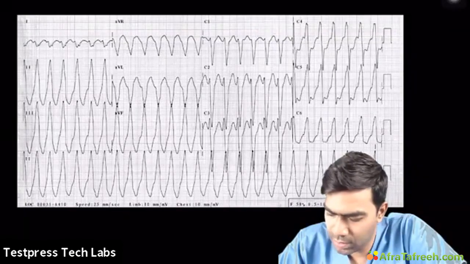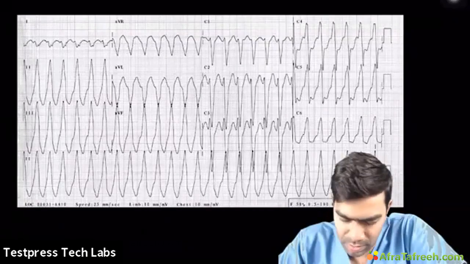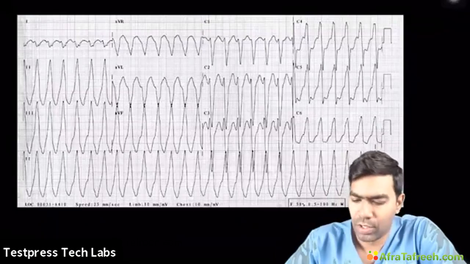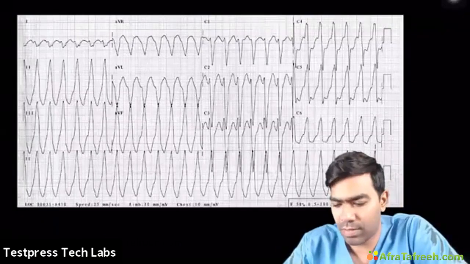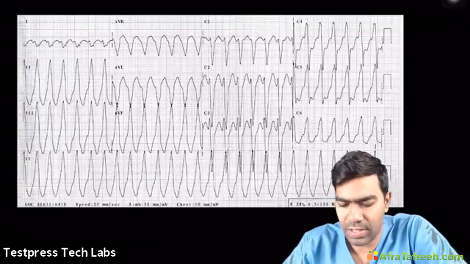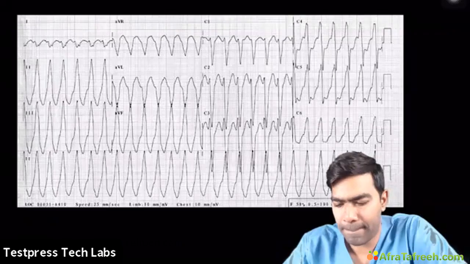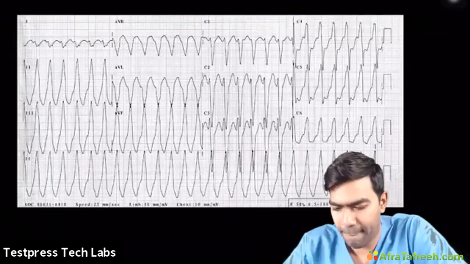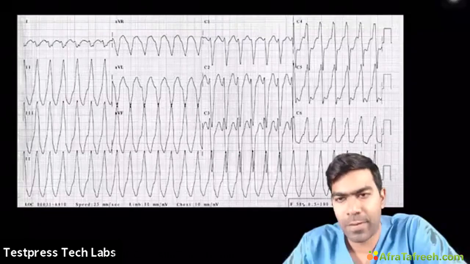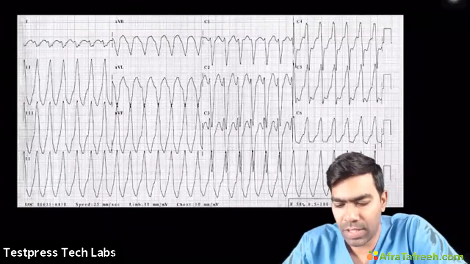Where is that? I missed that. There is a notching in the nadir. Okay, fine. That's okay. So this is likely to be a ventricular tachycardia only. But if it's a VT, where is it originating from? Where is it originating from, if this is a VT?